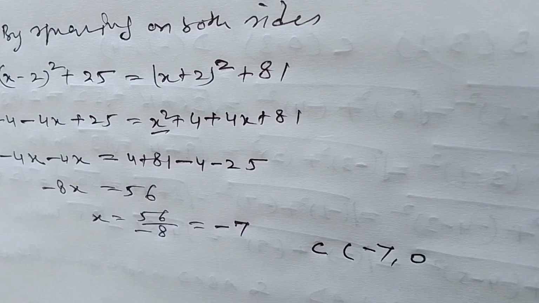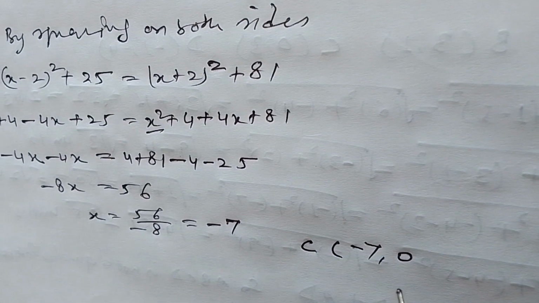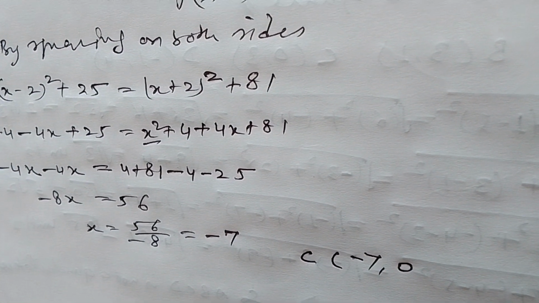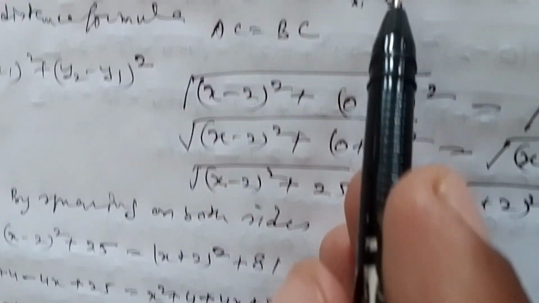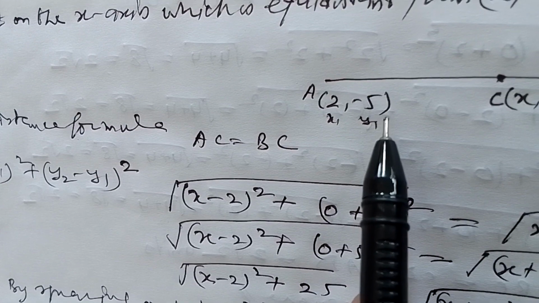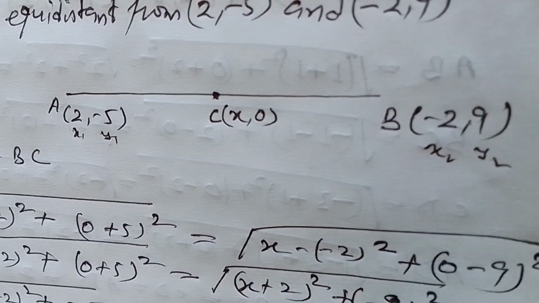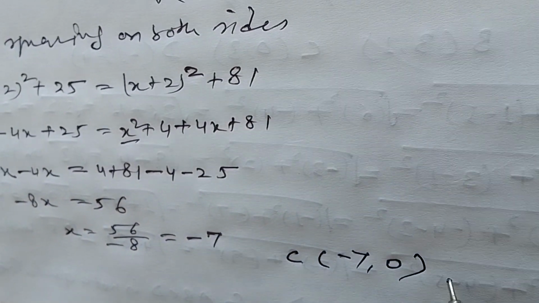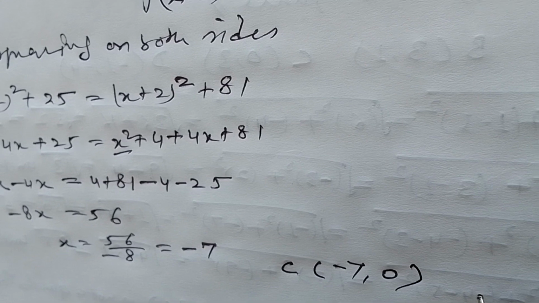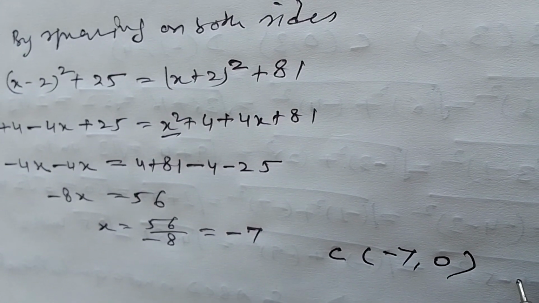So this point C is equidistant from points A and B. According to the question, we were asked for the point on the axis which is equidistant from points A (2, −5) and B (−2, 9). So point C (−7, 0) is equidistant from A and B on the coordinate axis. So this is the answer of the 7th question.